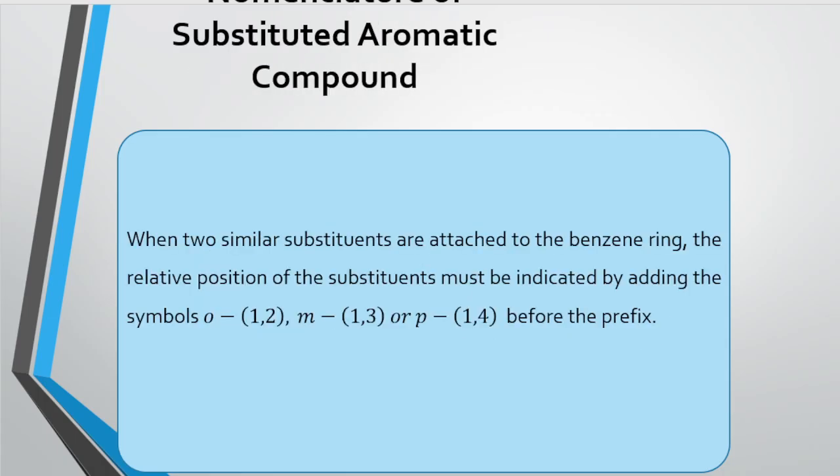Substituted aromatic compounds, if we consider, when two similar substituents are attached to the benzene ring, the relative position of the substituents must be indicated by adding the symbols ortho for 1,2, that is O, meta for 1,3, that is M, and for P, para, it is 1,4, before the prefix. What does it mean?